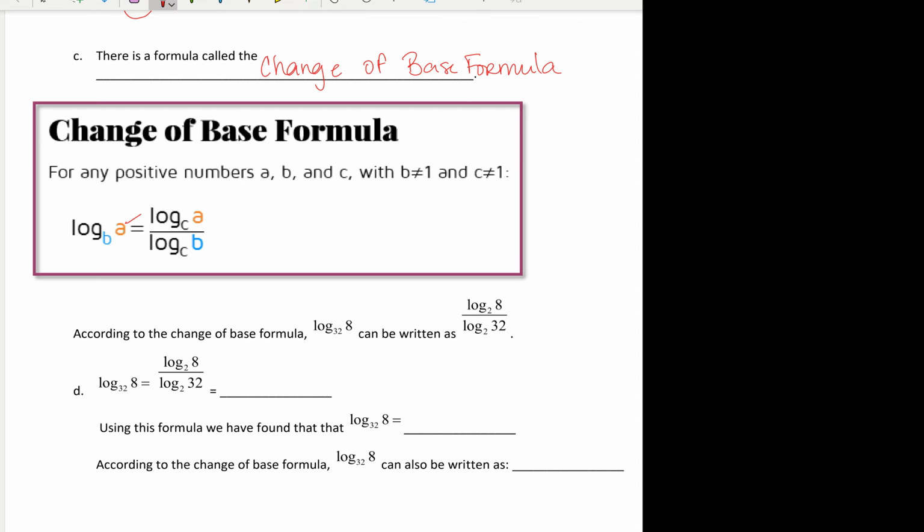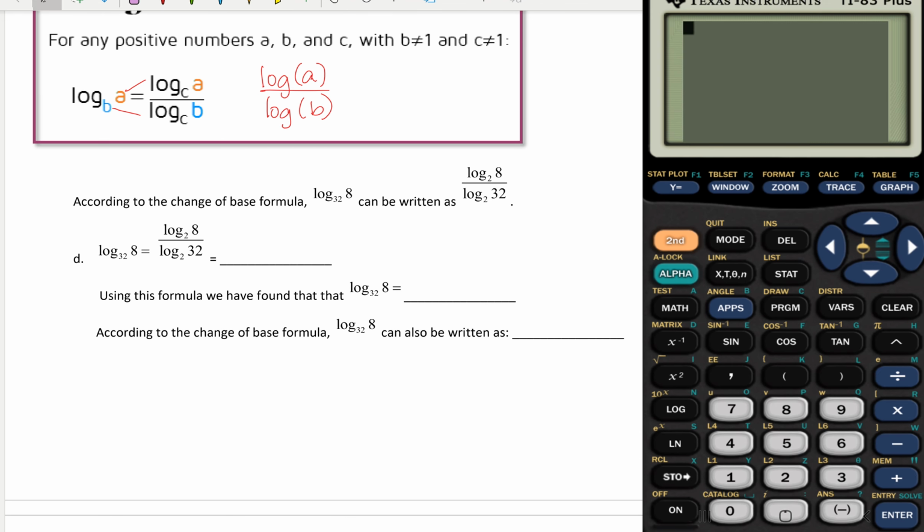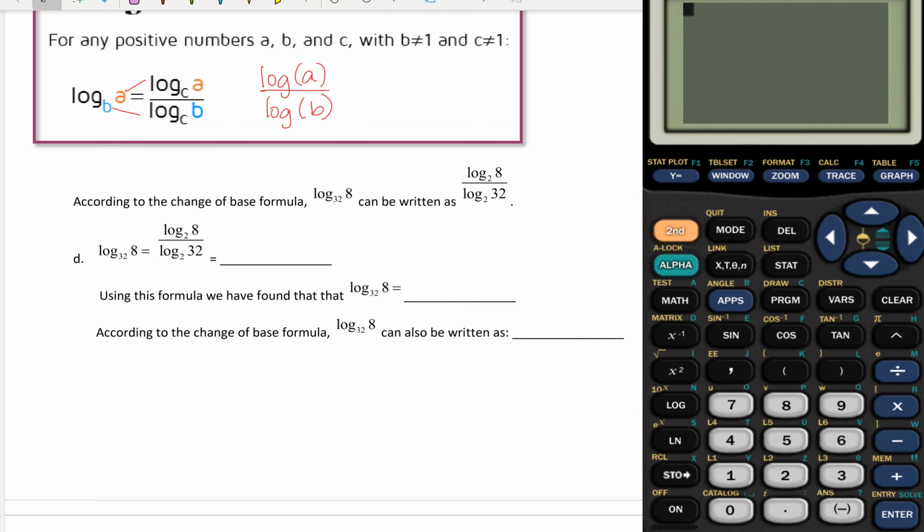So what we say is we do log of a and log b at the bottom. You actually don't need that c. It's an understood 10. But you'll go log of a divided by log of b. If you can't remember who goes on top, remember the larger number goes on top, the smaller number goes on the bottom. And I mean that literal size of the number. And it says, according to the change of base formula, log 32 of 8 can be written as log with a base 2 of 8 divided by log 2 of 32.